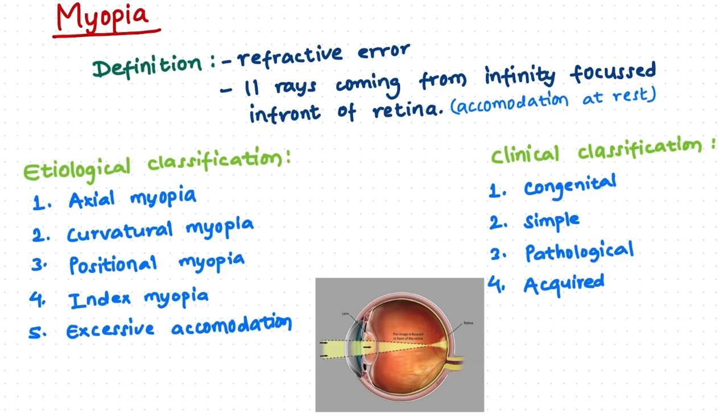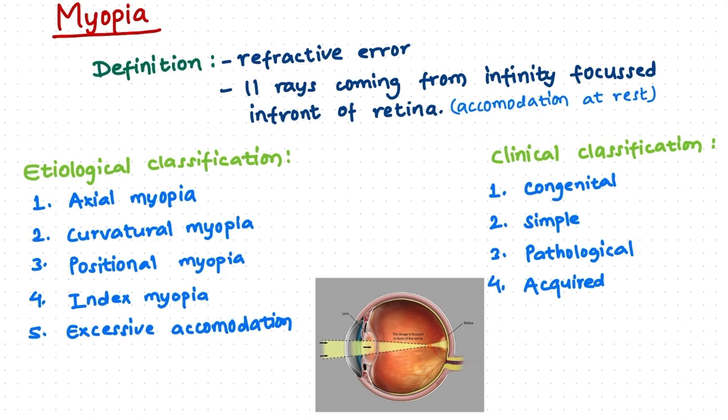In this video we will be talking about myopia. It is a very important topic from ophthalmology. So let's define it first. It can be defined as a refractive error in which the parallel rays of light coming from infinity are focused in front of the retina when accommodation is at rest.